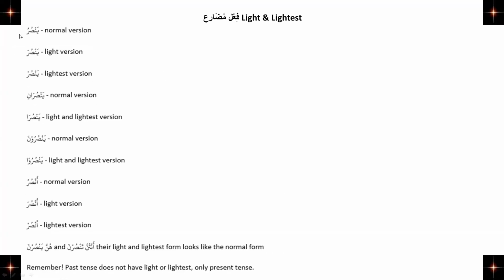Okay, so these are the examples. Yansuru, yansura. So this is normal fi'l mudari. Yansura is fi'l mudari light. Yansur, fi'l mudari lightest. Yansurani, normal fi'l mudari. Yansura, light or lightest. Why is it light or lightest? There is a difference between the light and lightest. In this case, the last letter is not noon, so you just make it fatha or sukun. But in this case, you drop the noon. If you drop the noon, it can either be light or lightest, right? That's what it means. Yansuruna, yansuru. Then ansuru is normal. Ansura is light. Ansur is lightest. Okay.